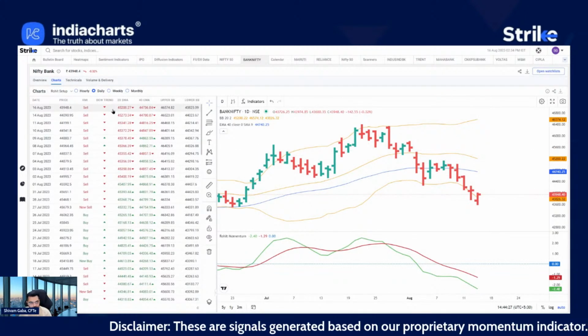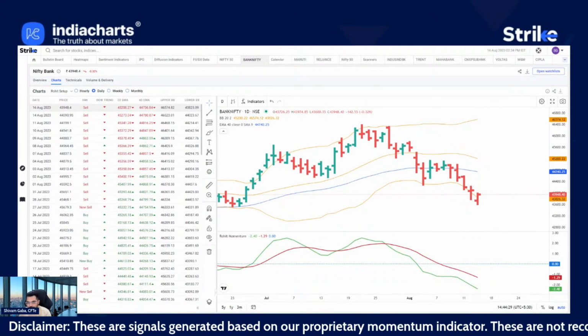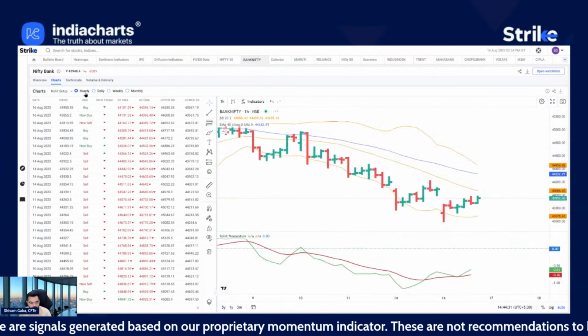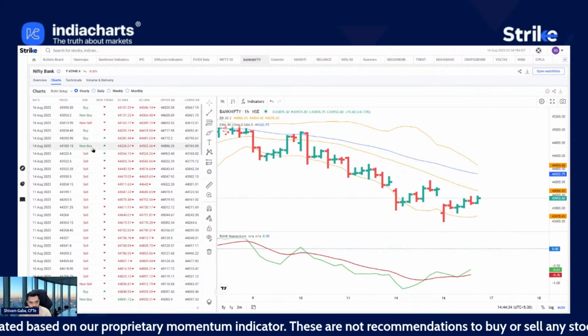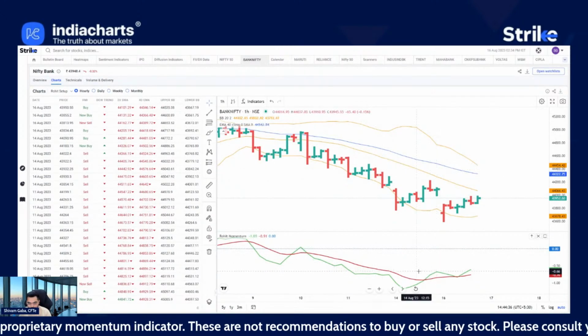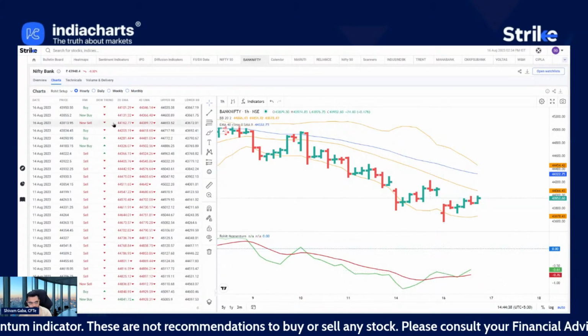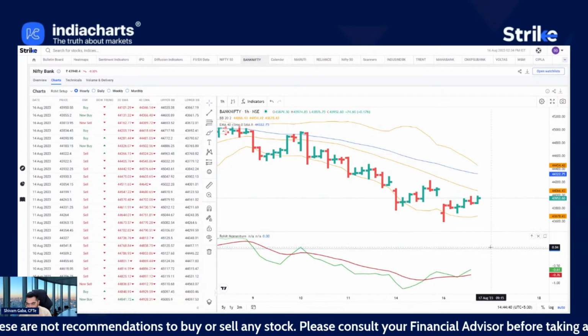So all the four parameters are negative here, no clear signal as of now. In terms of the hourly chart, you can see the RMI has whipsawed a couple of times into buy and sell, and right now it's trying to hold in buy.